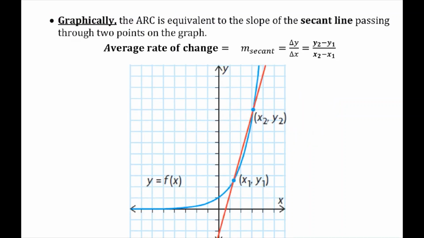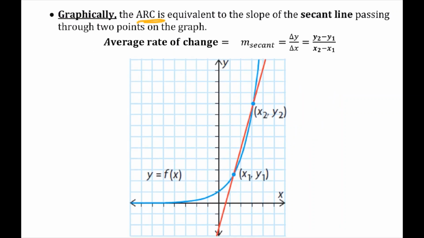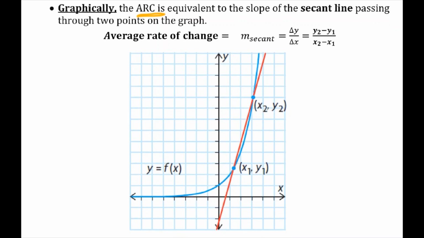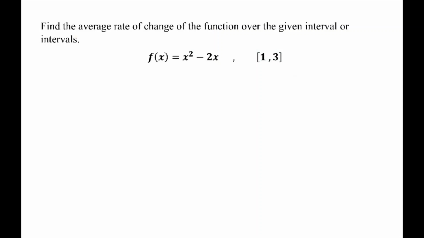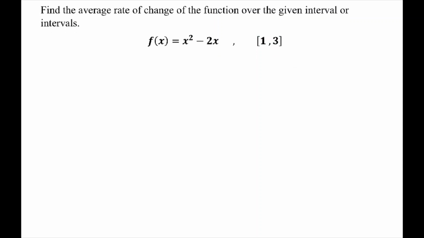Now, graphically, the average rate of change is basically the slope of the secant. So what is a secant? If I have 2 points here, the line that passes through these 2 points is called a secant. And the slope of that secant is the average rate of change. Let's try to find the average rate of change for these questions.